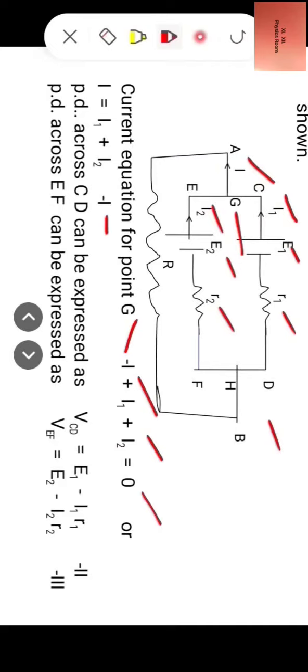Now the potential difference across CD can be expressed as VCD is equal to E1 minus I1 R1. Let us mark it as equation 2. And the potential difference across EF can be expressed as VEF equal to E2 minus I2 R2. Let us mark it as equation 3. Equation 2 and equation 3 have been written as per the EMF equation of the cell.